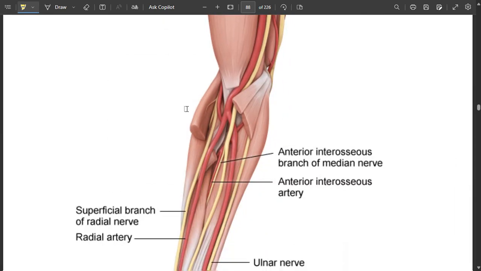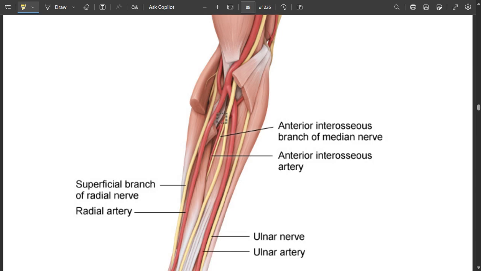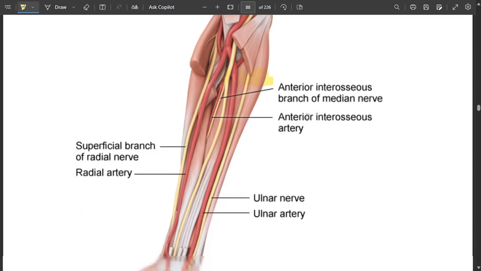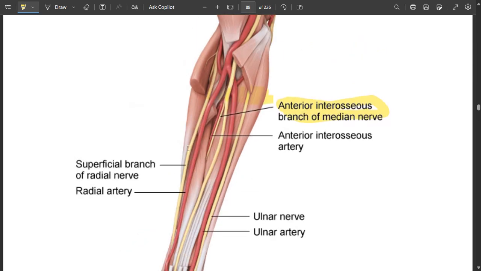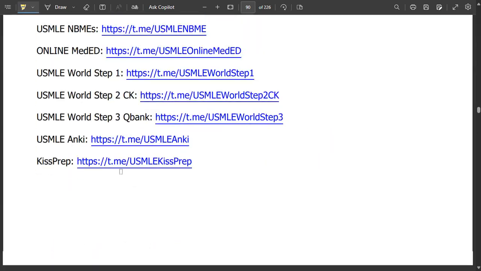Okay, median nerve, brachial nerve, and ulnar nerve. The median nerve comes downwards, runs deep distal to the cubital fossa and forms the AIN. AIN means anterior interosseous nerve, a branch of the median nerve, and it goes into the volar compartment of the forearm and supplies the volar muscles. The anterior interosseous artery also runs alongside the nerve, while the superficial branch of the radial nerve runs in the extensor compartment. The ulnar artery runs on the very medial side of the arm.